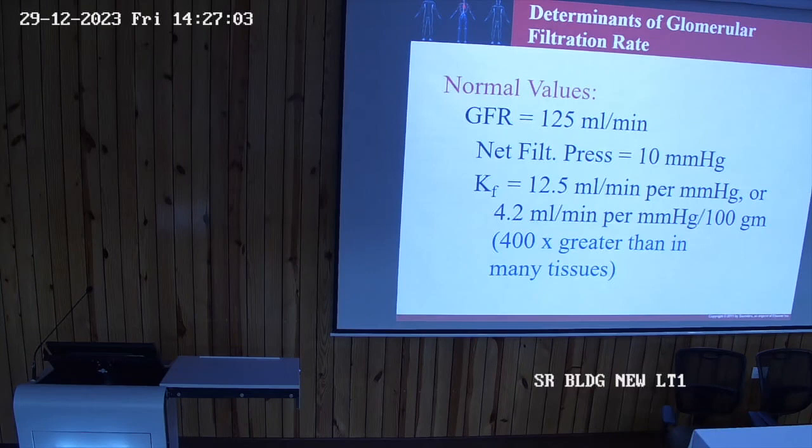So the range for the autoregulatory mechanism is from 80 to 180 millimeters of mercury. Within this change of blood flow or the arterial pressure, the GFR remains constant, that is 125 ml per minute or 180 liters per day.